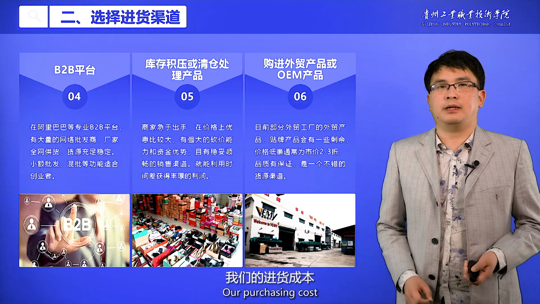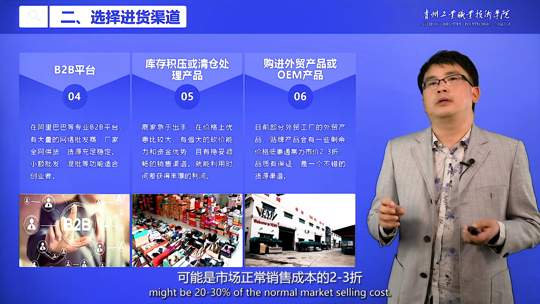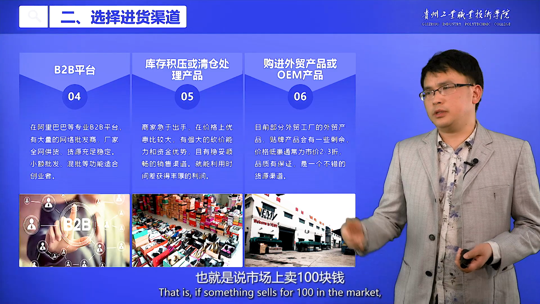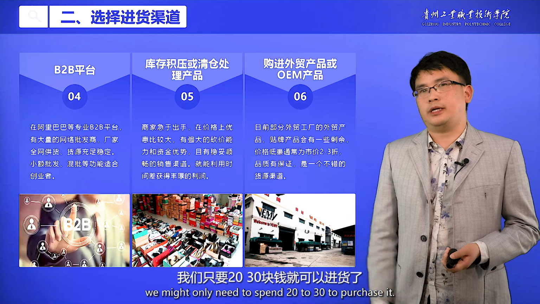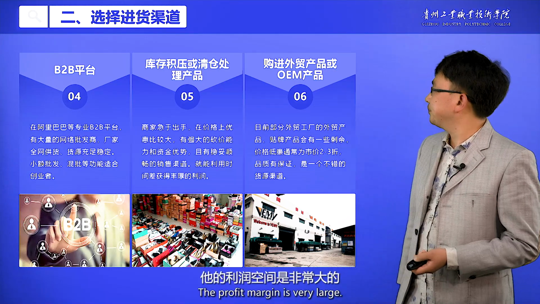Our purchasing cost might be 20 to 30% of the normal market selling cost. That is, if something sells for 100 in the market, we might only need to spend 20 to 30 to purchase it. The profit margin is very large.